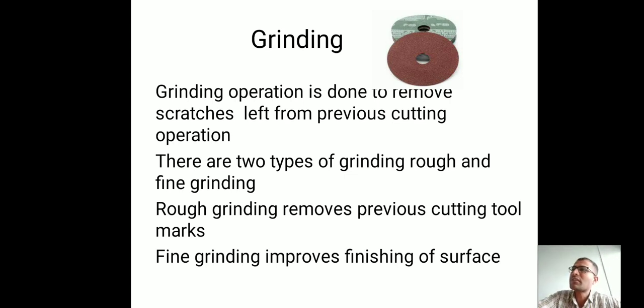Grinding is an operation which is used to improve the surface finish of a specimen, the surface finish of edges, with the help of grinding paper and a grinding machine. There are generally two types of grinding papers, rough grinding and fine grinding. First use rough grinding because it removes the previous cutting tool marks, and after that use fine grinding. It helps to improve the finishing of the surface.